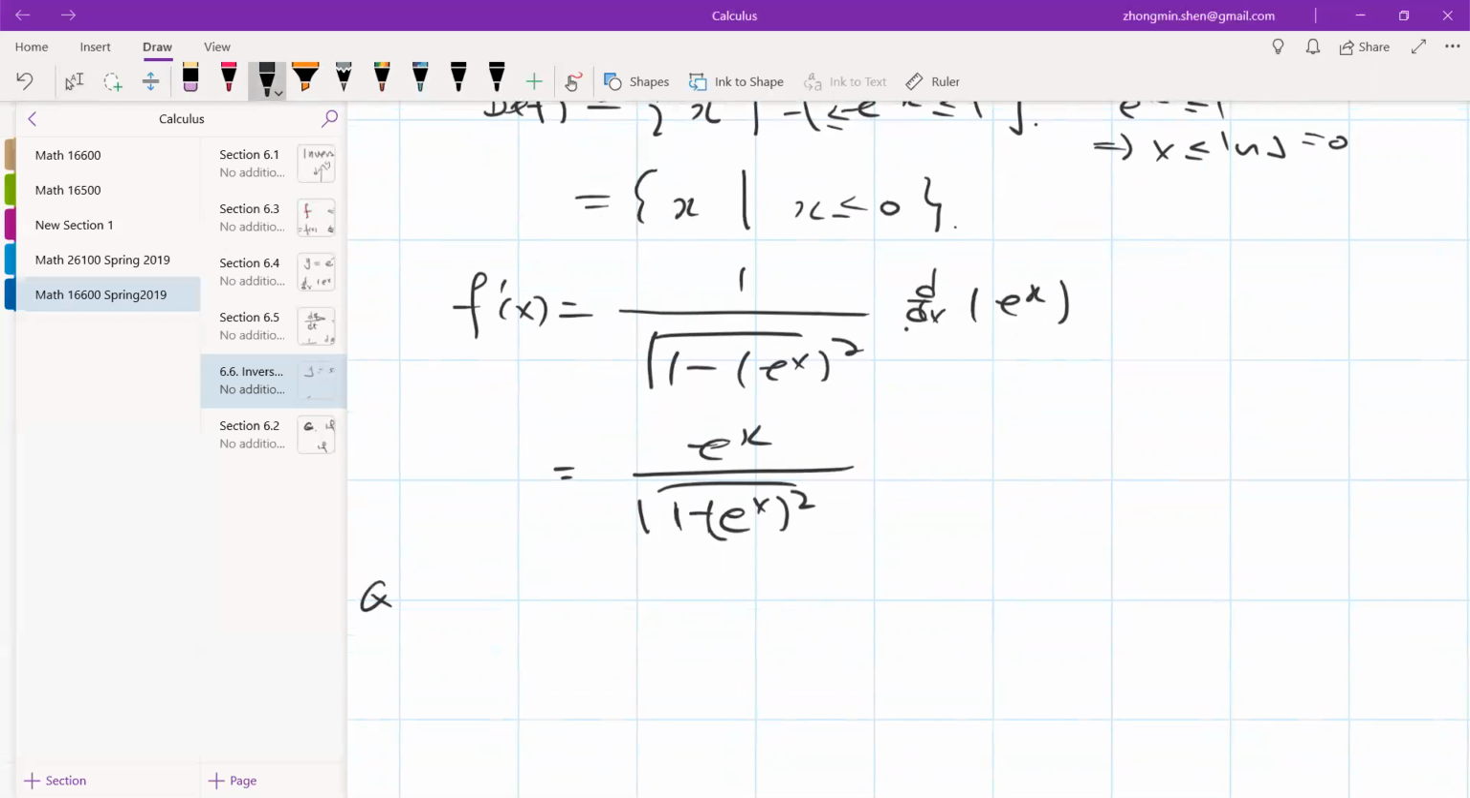Then we work on some implicit differentiation. Using implicit differentiation to find the derivatives. So find y prime if arctangent of x squared y is equal to x plus x y squared.